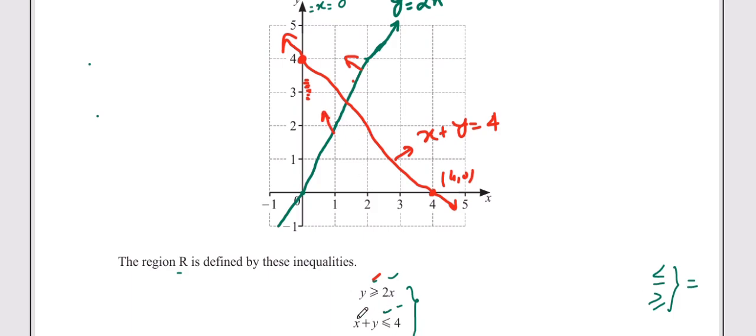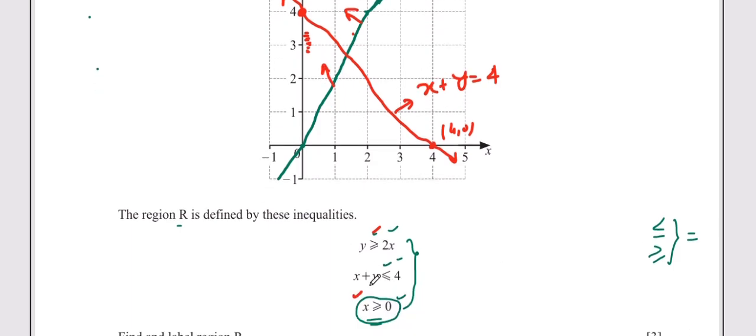Similarly, the third inequality, x plus y less than or equal to 4. Less than or equal to means below 4. At this line, the value of x plus y is exactly equal to 4. But this inequality says the value of x plus y is less than or equal to 4, which means below this line. So our shaded region of these three inequalities will be here.